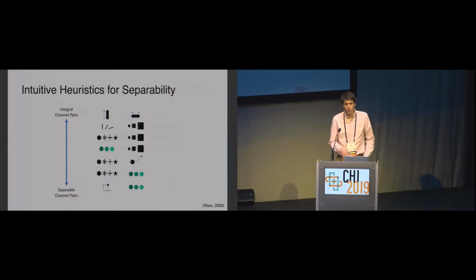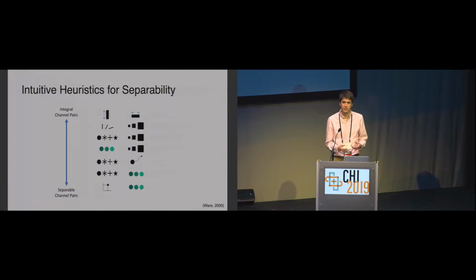So here I have an ordered list of visual channel pairs where pairs at the top are known to be more integral, and pairs at the bottom are known to be more separable. But the specific ordering of this list is primarily derived from intuition and experience, with limited empirical support. And these heuristics have been widely used by visualization designers, but their actual utility is poorly grounded, leaving users open to potentially significant data interpretation errors.